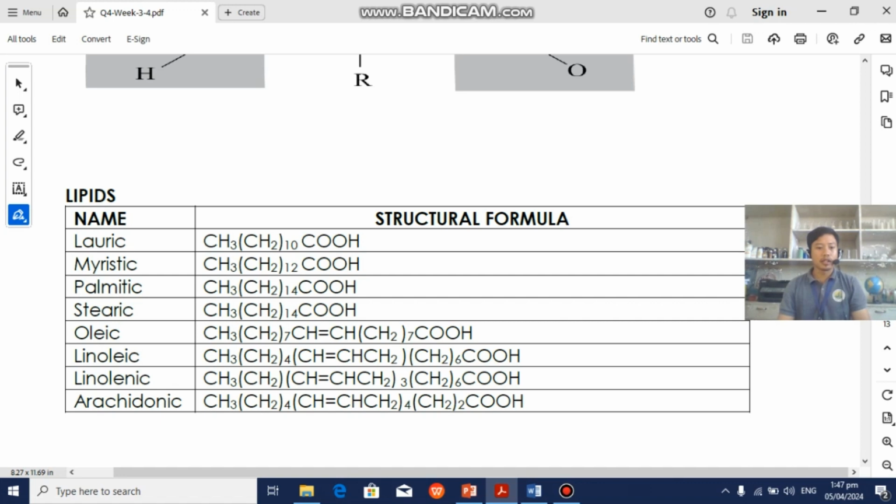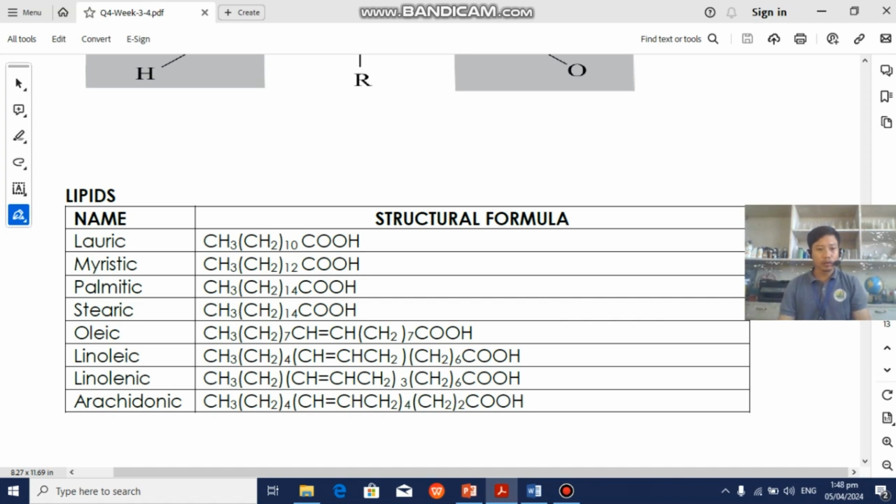Lipids are composed of carbon, hydrogen, oxygen, phosphorus, and nitrogen, and we have also sulfur. Its acronym is CHOPNS, meaning we have carbon, hydrogen, oxygen, phosphorus, nitrogen, and sulfur.